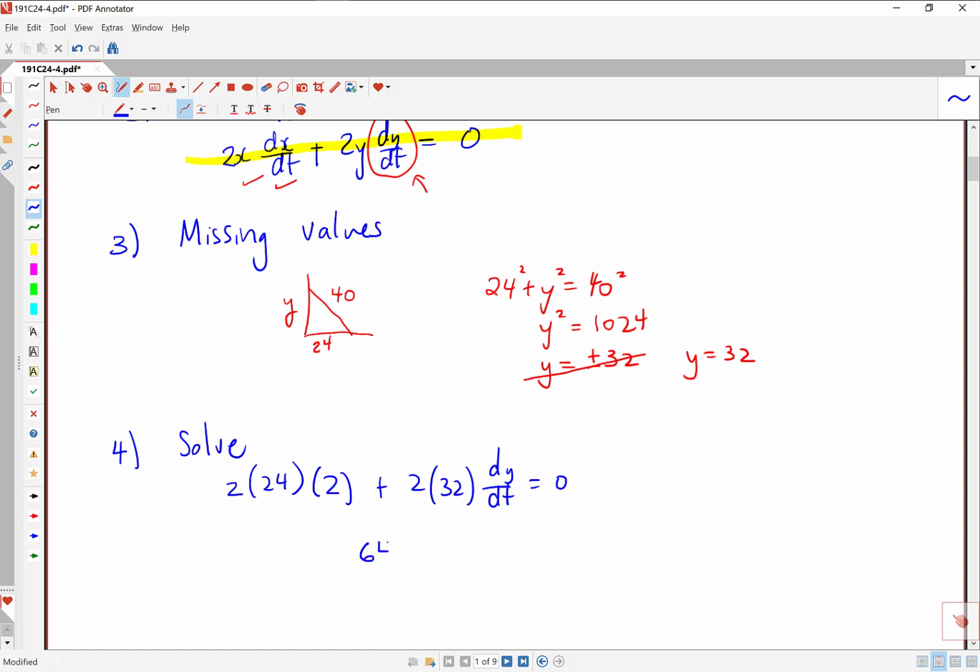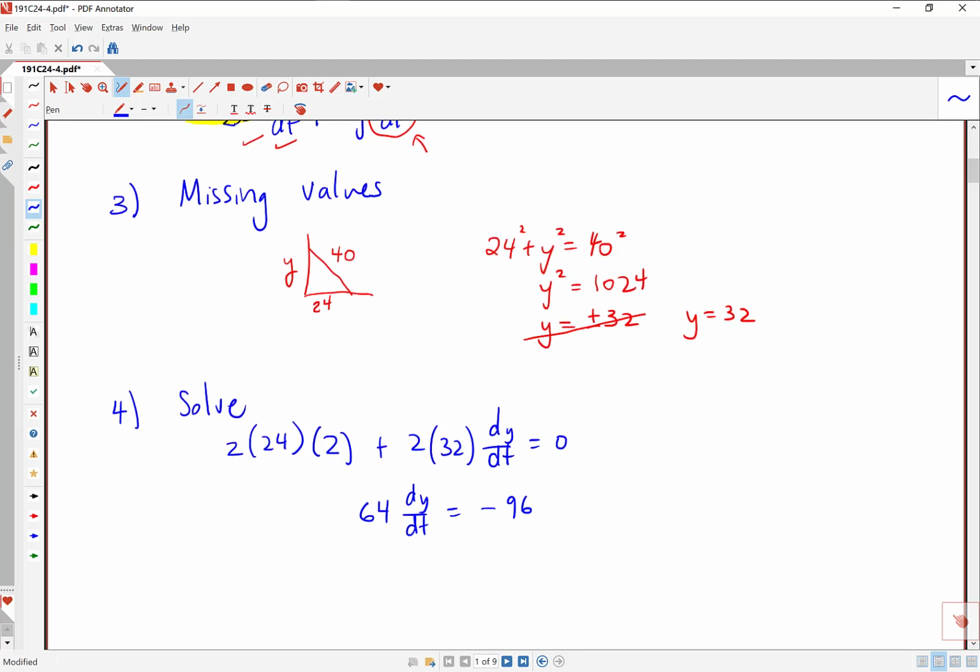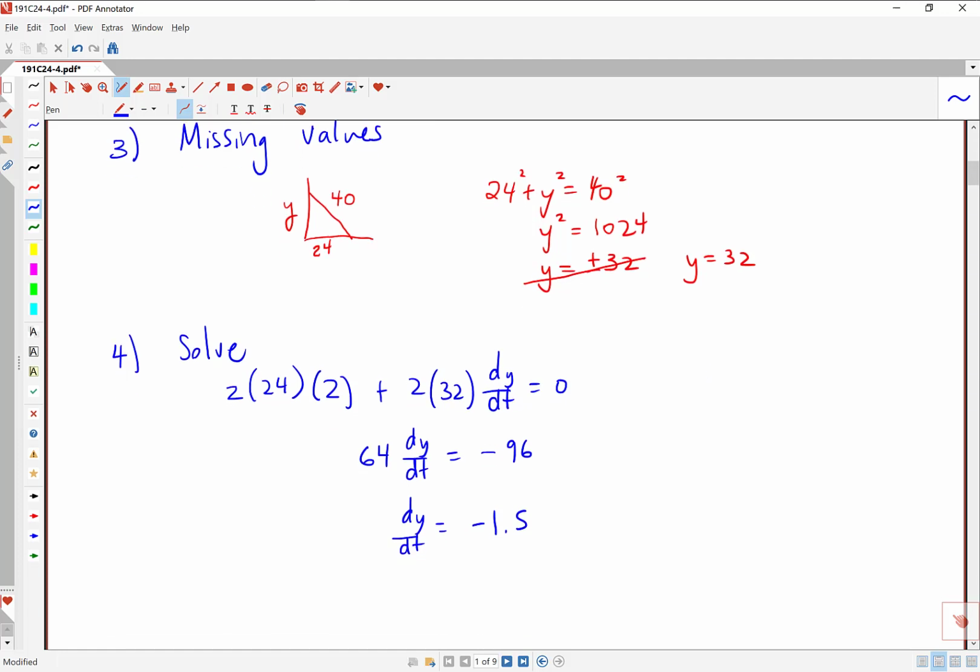So we're saying 64 dy by dt is equal to negative 96. And that means that dy by dt is equal to negative 1.5. So a couple comments about this. One thing is that it's always nice to put units on here. So in terms of units, think about what the units of your top variable are. Y is a distance, so it's going to be measured in feet, and time in this problem was being measured in minutes. So that's how we can figure out that our units are feet per minute.